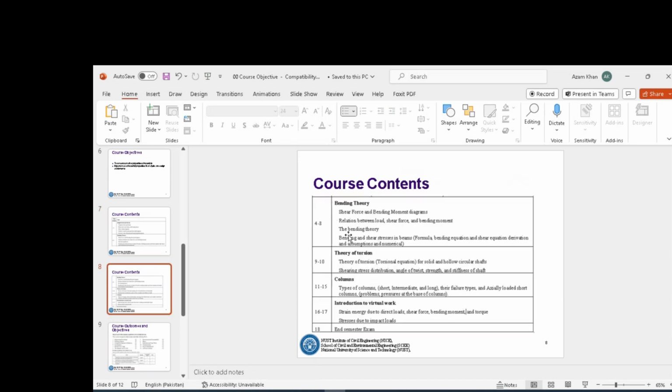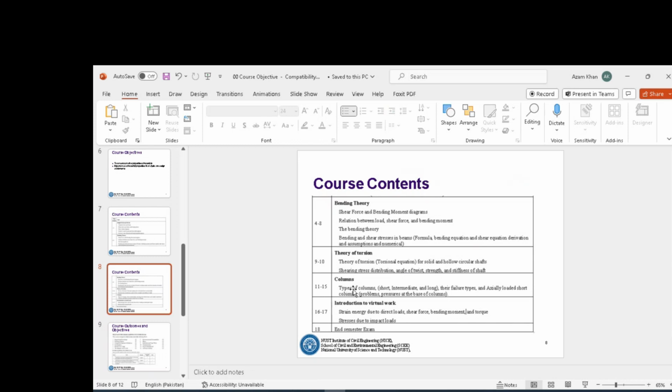In the ninth and 10th week, we will do the torsion, another type of applied force, which is trying to twist the structure. And then we'll study what sort of internal forces and deformations take place when we apply that sort of loading. In the 11th till 15th week, we will do columns, so different types.